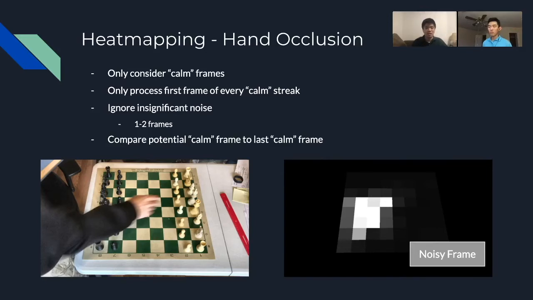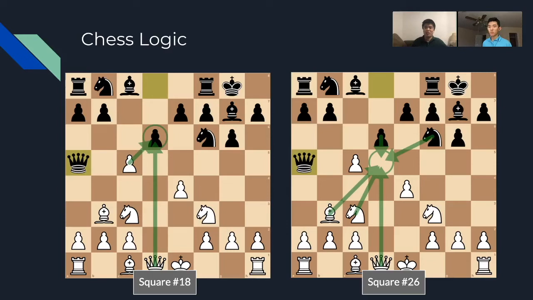So on top of all of that, we have chess logic. And this improves the accuracy of piece classification by a significant margin. The way we do chess logic is we do it on a square by square basis.